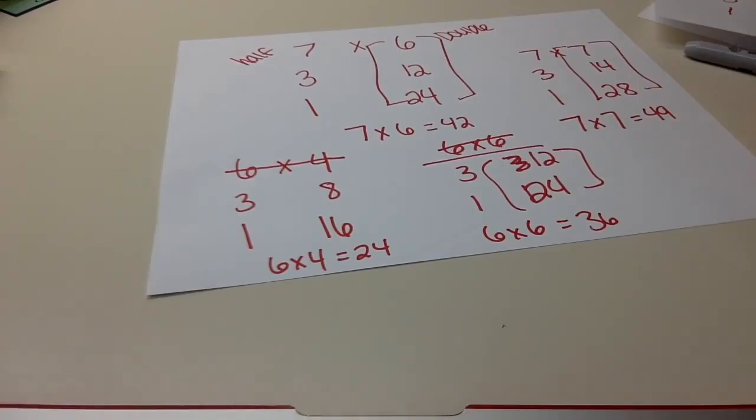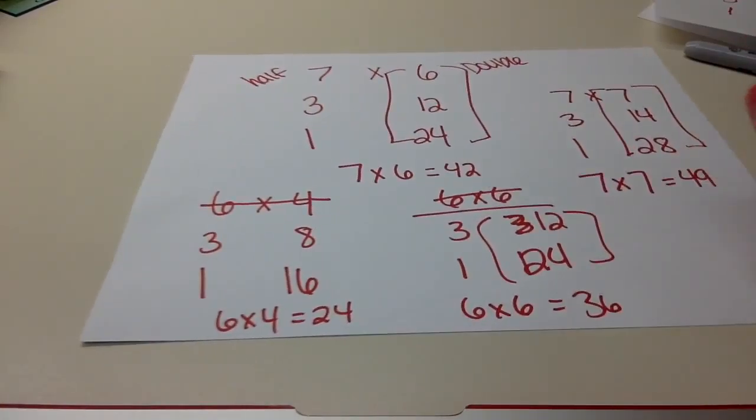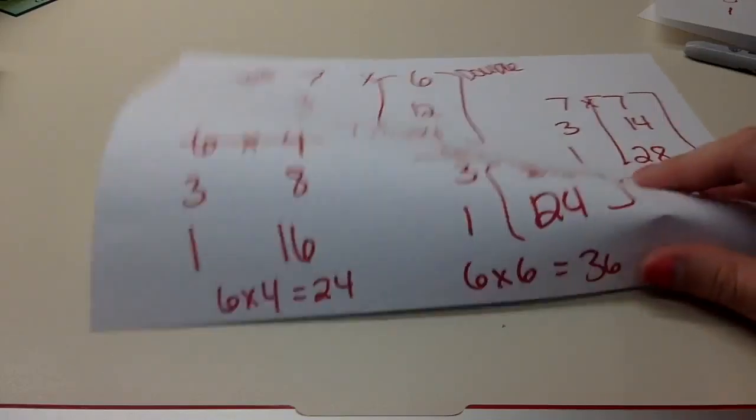I'm trying to see if there's anything else that I missed. So far, I haven't found an instance where Russian peasant multiplication would not work, but I'm still searching. I haven't tried 3-digit numbers.